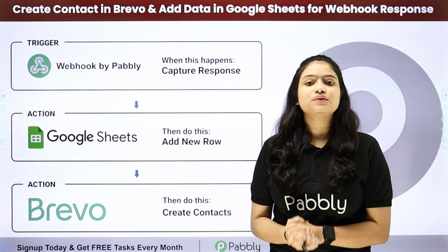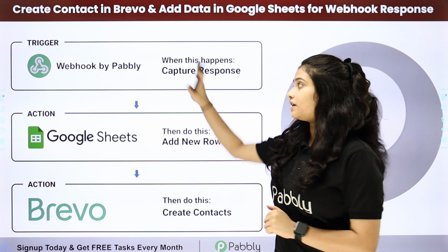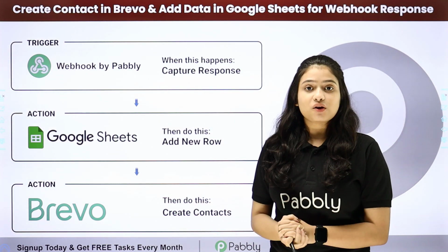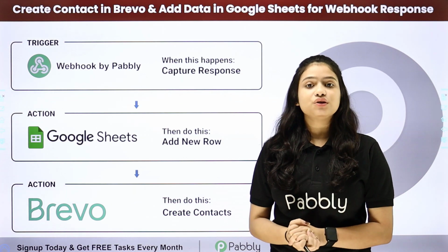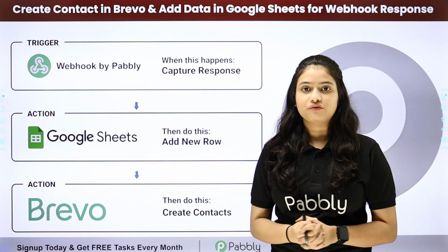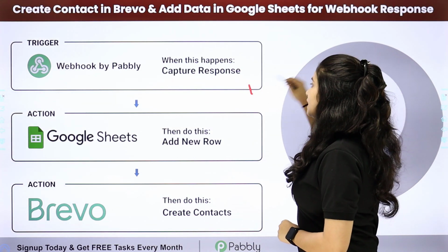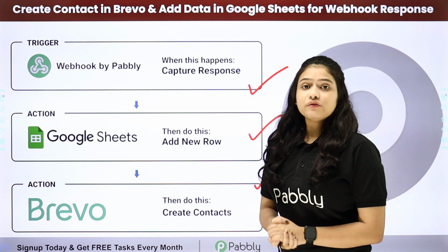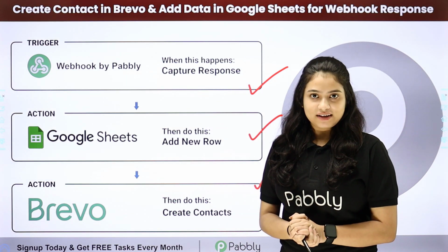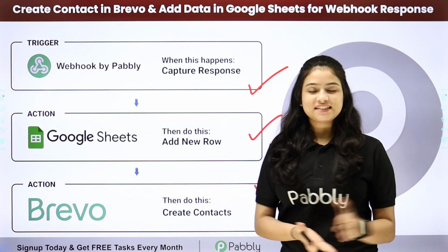So how are we going to do this process automatically and effortlessly? For that we will have to integrate all these applications, and because they do not have any kind of native integration between them, we are going to use an automation and integration software, Pabbly Connect, to do that. So what we are going to do, we have Webhook by Pabbly in our trigger and Google Sheets and Brevo in our actions. So we will be connecting all of them by using Pabbly Connect. And in order to learn the entire process step by step, let me take you all to my screen.